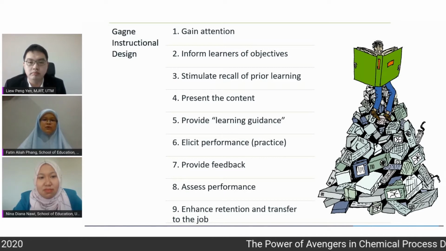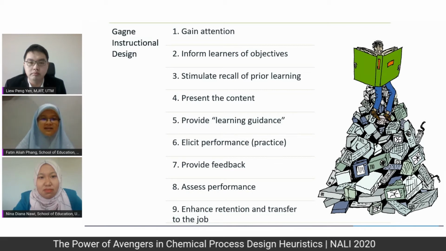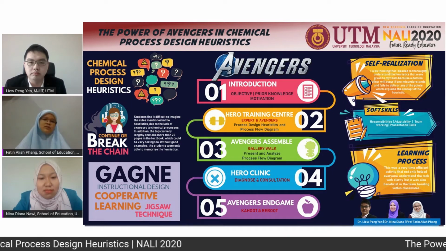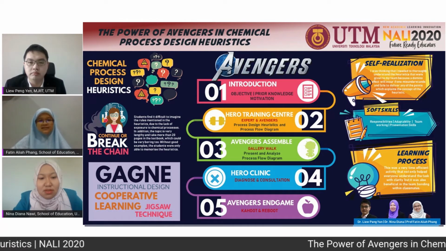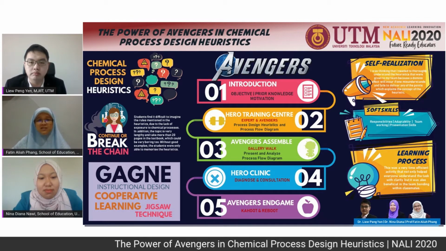At the end, he gives them a quiz to assess them, and finally, for them to retain their understanding, they are given the design capstone project to complete. So if you look at this whole step using the Avengers Learning Center, you actually can cover the whole difficult topic of chemical process design heuristics.